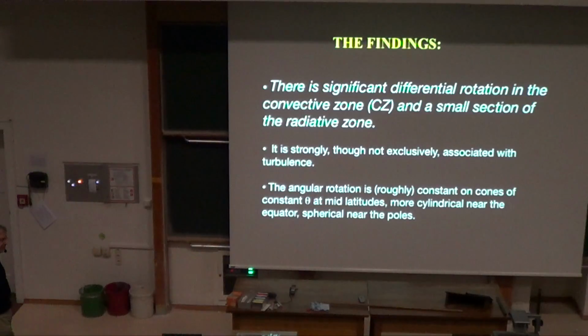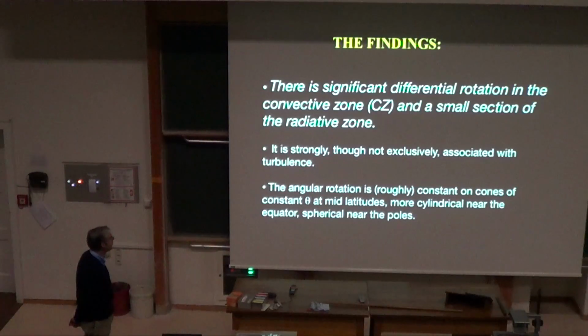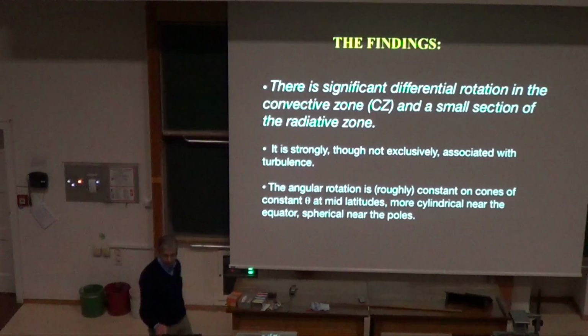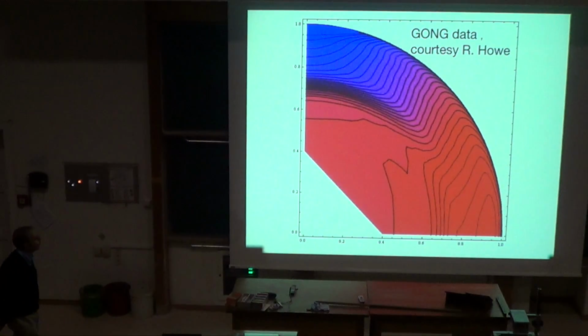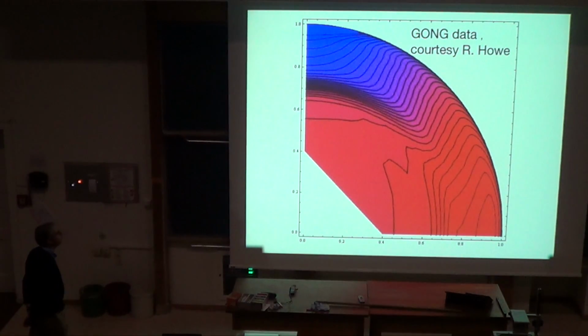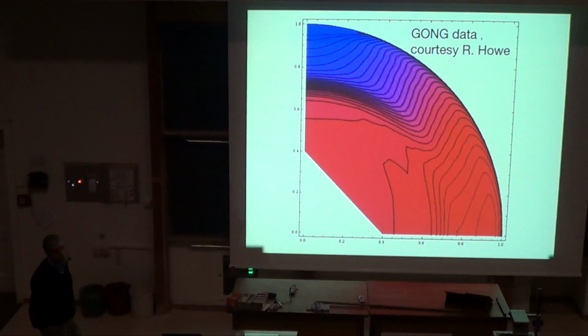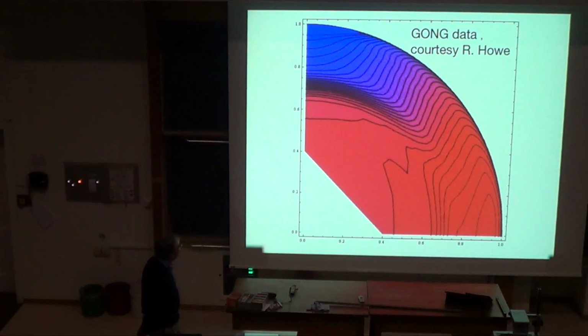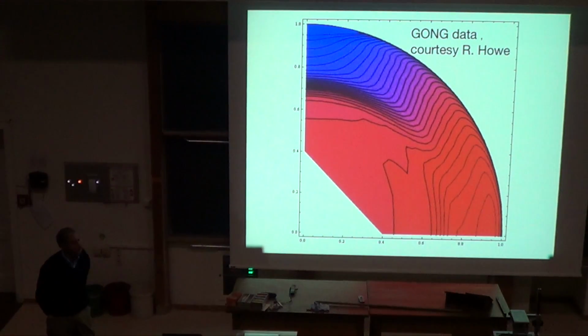And the angular velocity, the angular rotation rate, is found to be roughly constant on cones of constant theta at mid-latitudes, more symmetrical near the equator and the pole. So let me flash on exactly what that means. There is a meridional slice of the sun taken from the GONG data, Global Oscillation Network Group, I think is what it stands for. And what you're looking at are contours of constant angular velocity. And you're looking at perhaps a change of 25% or so from the poles down to the equator.